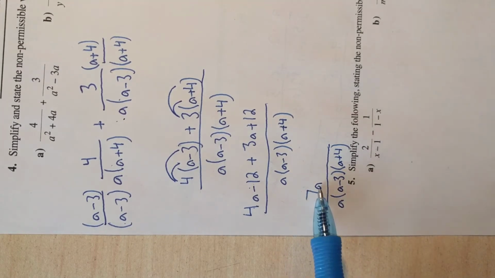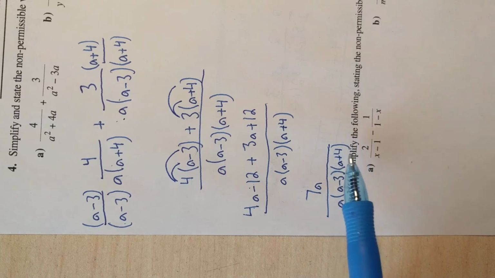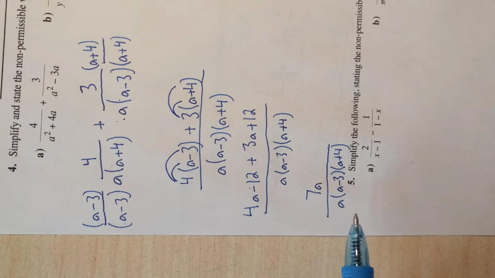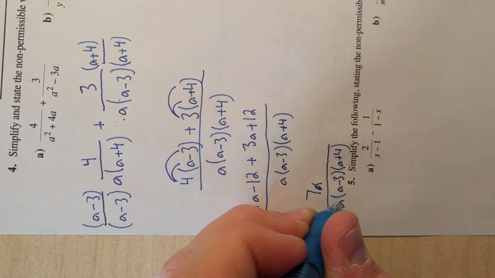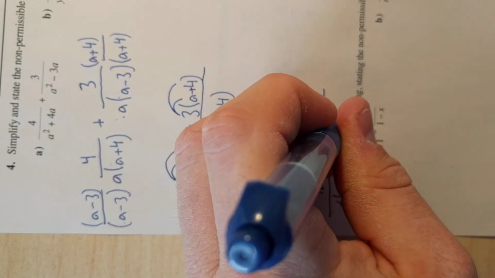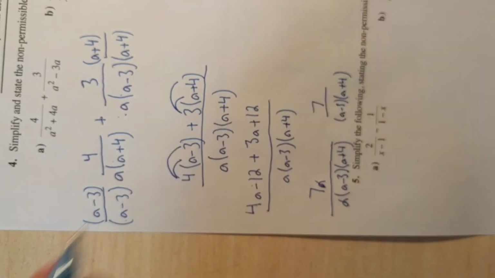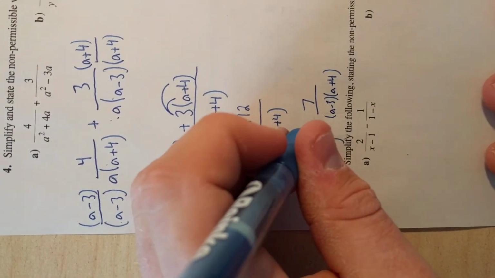The top has an a, the bottom has an a, so we can actually cancel these out. You can't cancel out this a with the a inside this bracket or the a inside this bracket, because they're inside the brackets, meaning they are a part of a factor. They're not a factor unto themselves. So this a and this a cancel out, and so we get 7 over a minus 3, a plus 4. And now we're done.